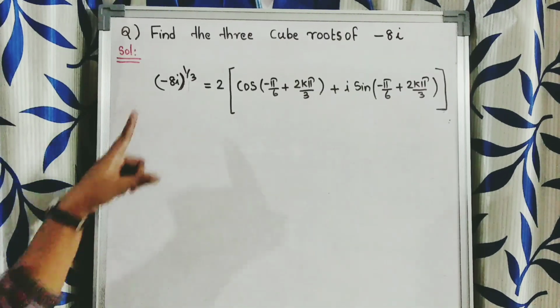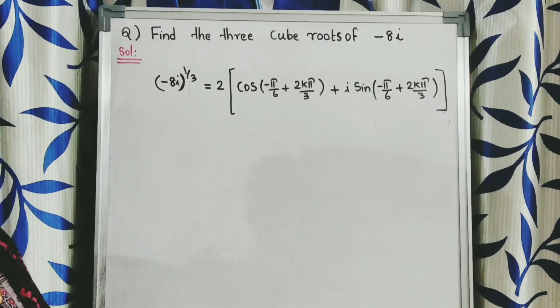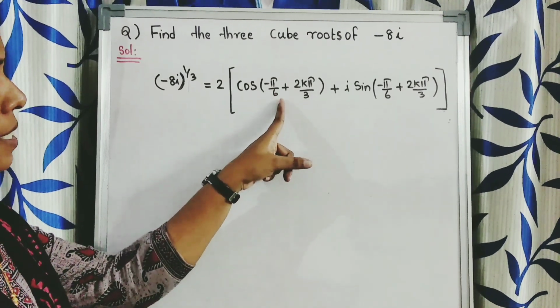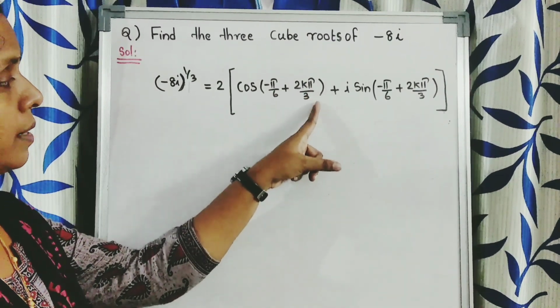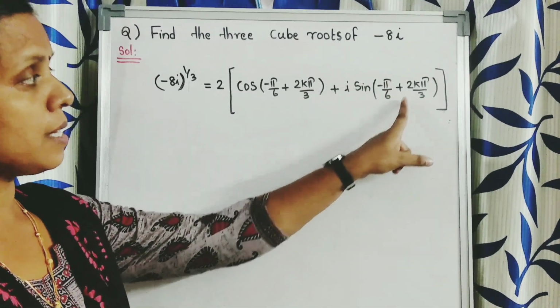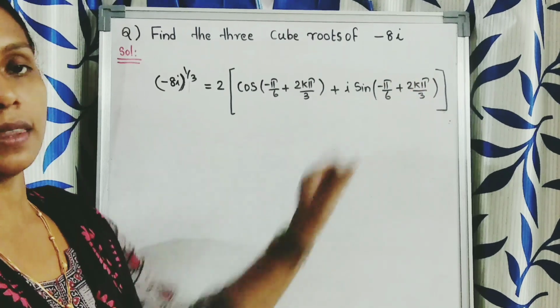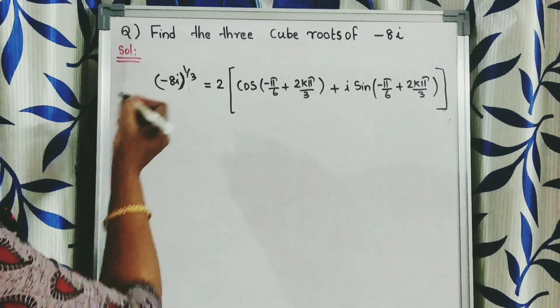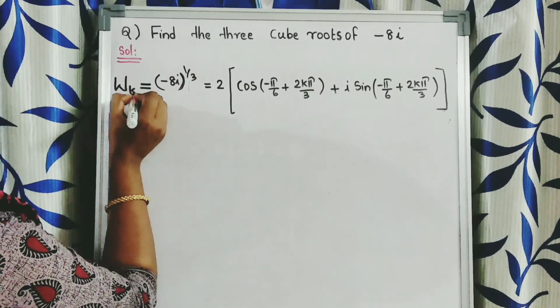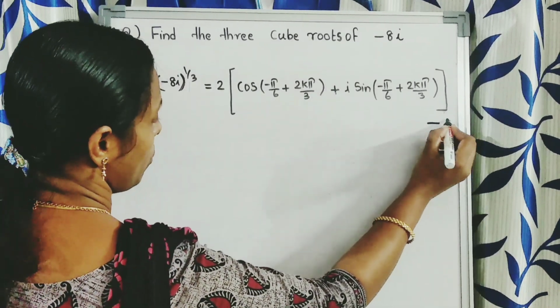Now we get (negative 8i) whole raised to 1 by 3 equal to 2 into (cos of negative pi by 6 plus 2k pi by 3, plus i into sine of negative pi by 6 plus 2k pi by 3). Denote it as omega k, putting it as equation number 1.